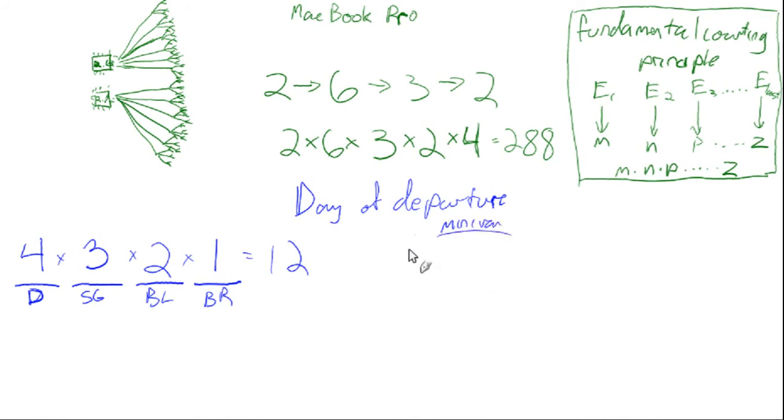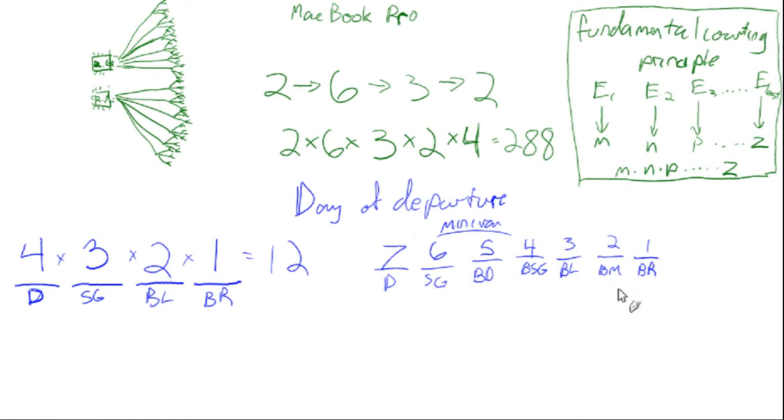Well, one of the 7 people is going to drive, and then one of the 6 people that are left are going to sit shotgun, and then one of the 5 remaining people is going to sit behind the driver, and one of the 4 people is going to sit behind the shotgun, and then one of the 3 is going to sit in the back left, one of the last 2 is going to sit in the back middle, and the last person is going to sit in the back right.